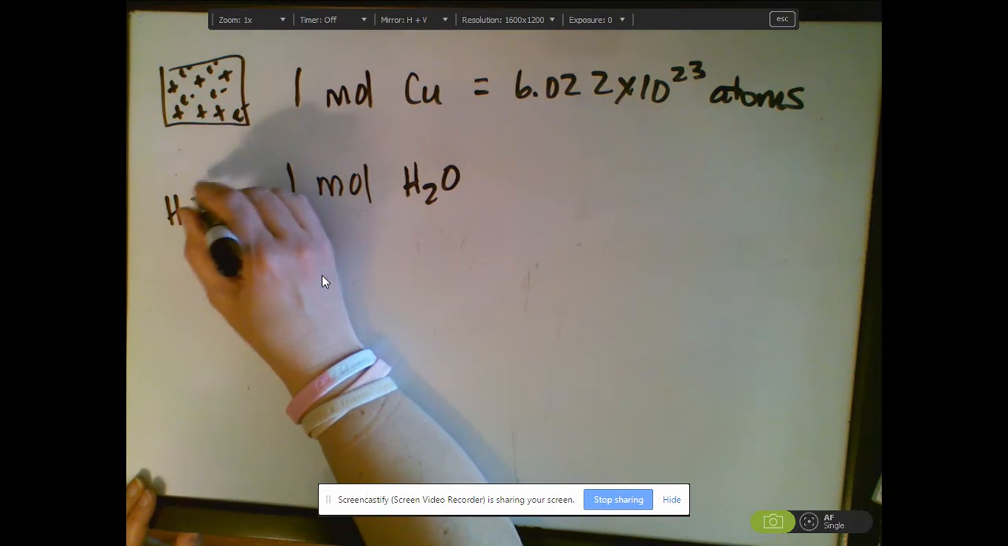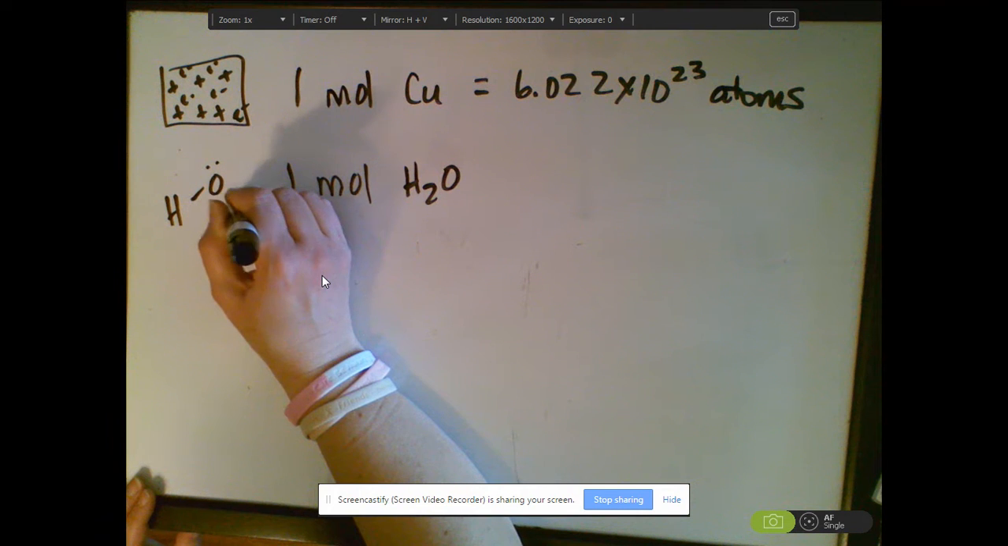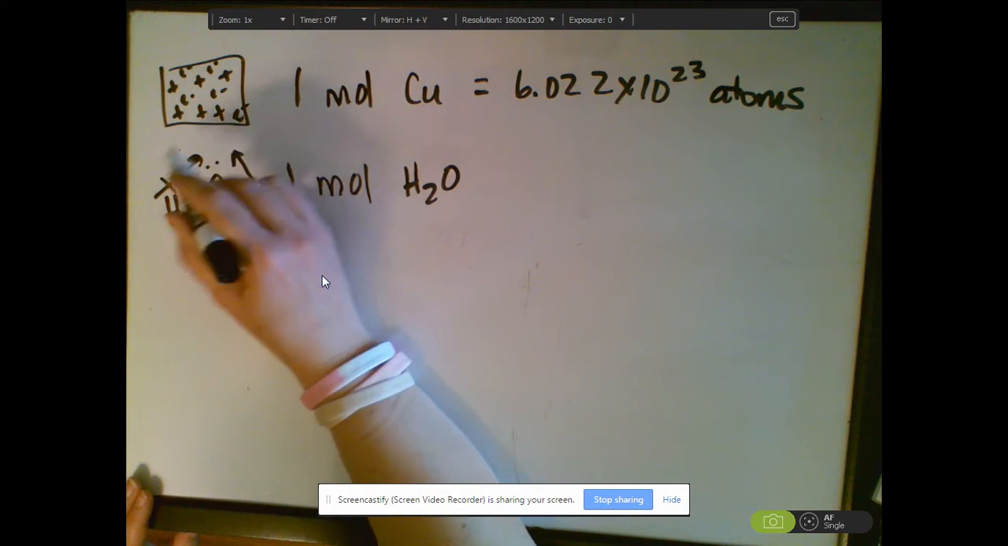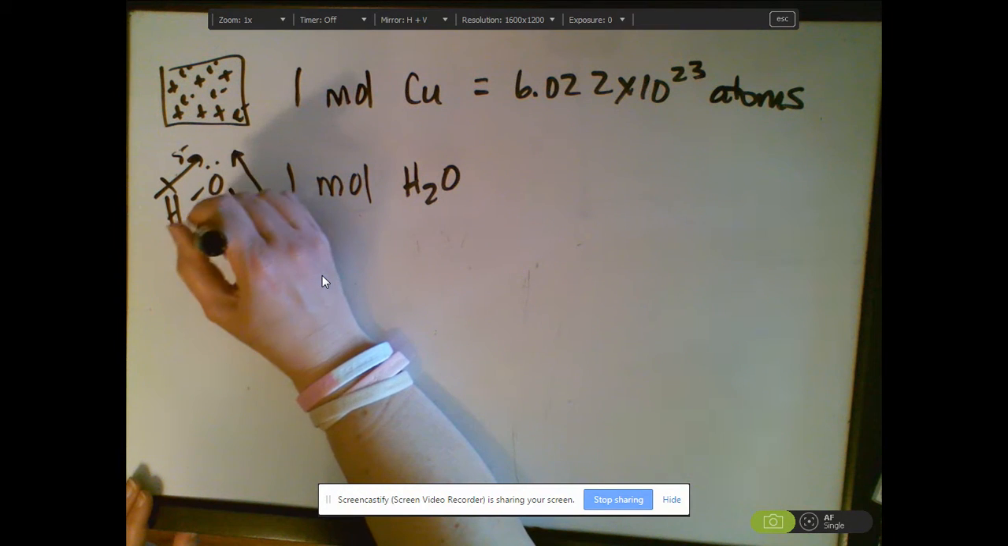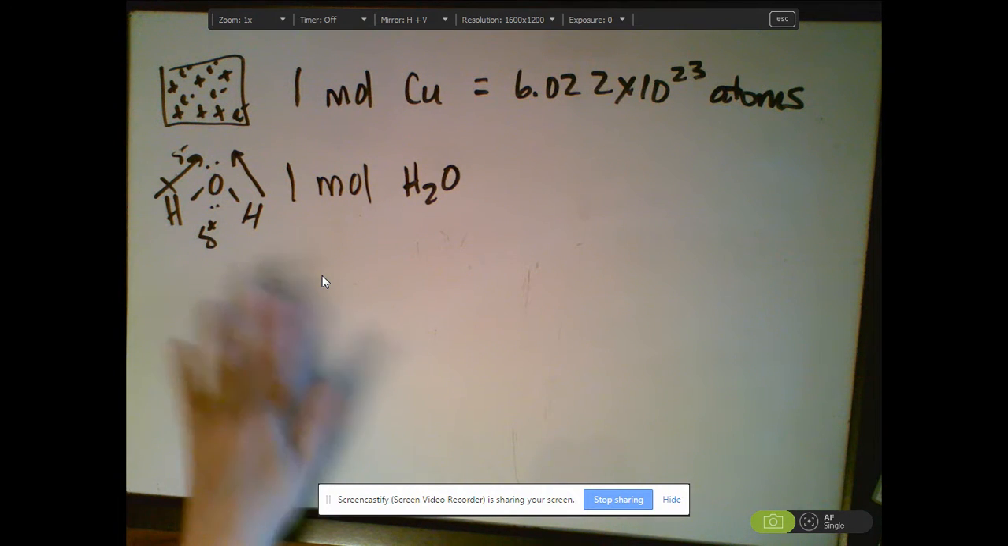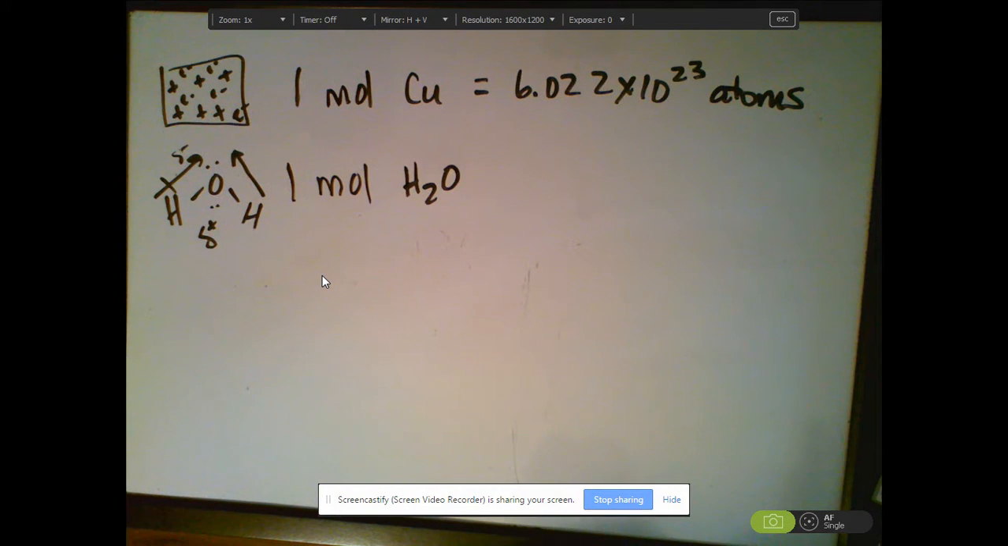And you remember what water looks like. We've seen it a number of times now with that bent shape. And then we've got the dipoles. So we've got the slightly negative and slightly positive end of our polar water molecule. But that's the smallest. This H2O is the smallest unit of water that keeps the properties of water.